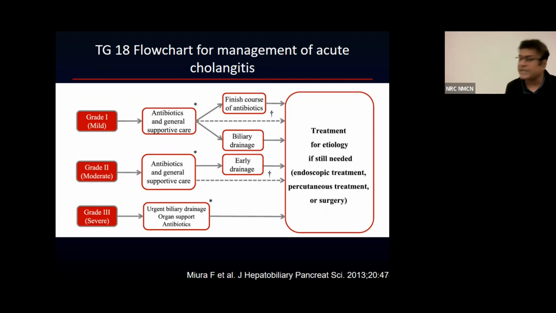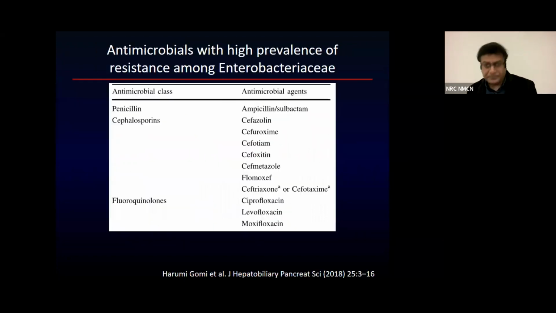Grade 1 cholangitis, mild, antibiotics can do the job. And whenever feasible, you do a biliary drainage. Grade 2 cholangitis, antibiotics and general supportive care to begin with. Early drainage. Grade 3 cholangitis, urgent biliary drainage. So urgent biliary drainage may be less than 6 hours. You go ahead and drain the biliary system. So antimicrobials with high prevalence of resistance among Enterobacteriaceae. So this is the list where now these have high resistance.